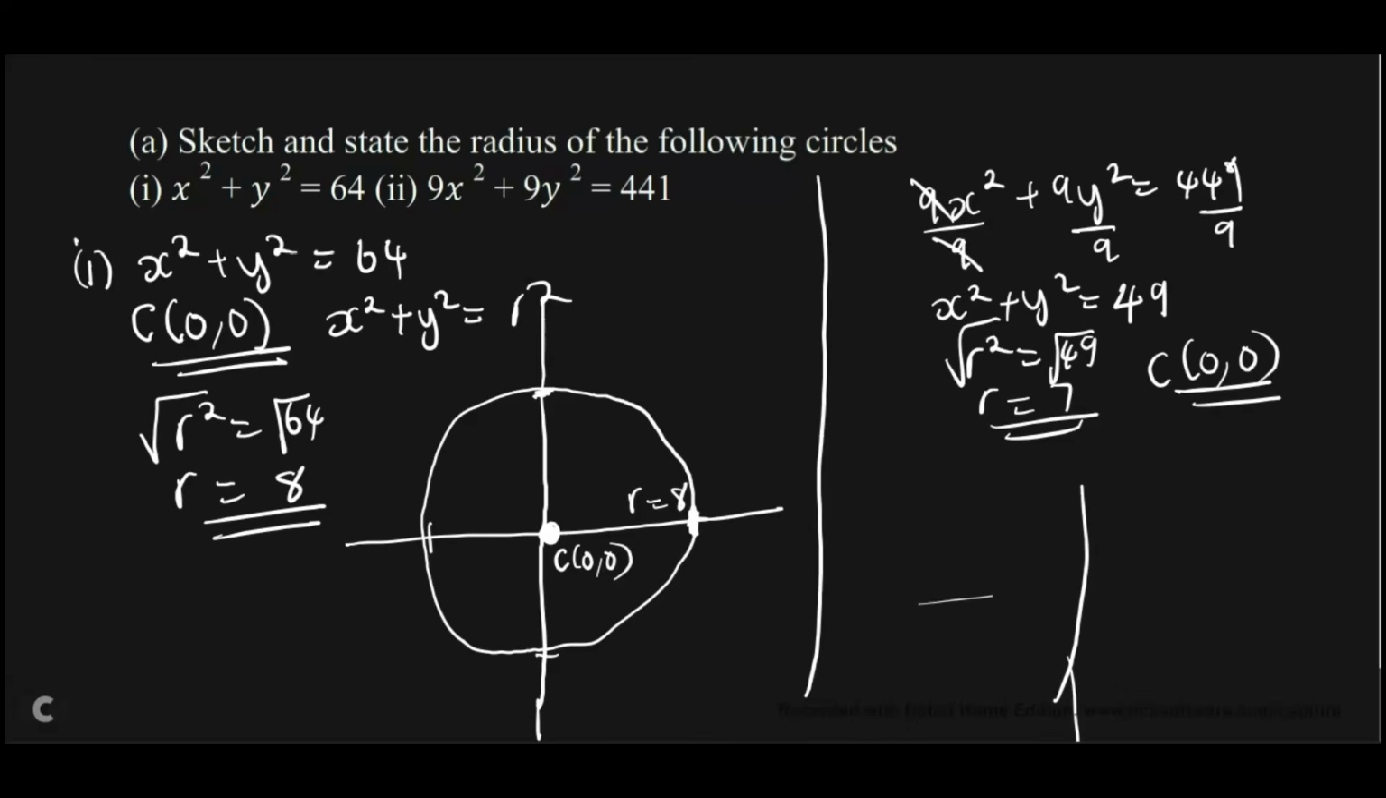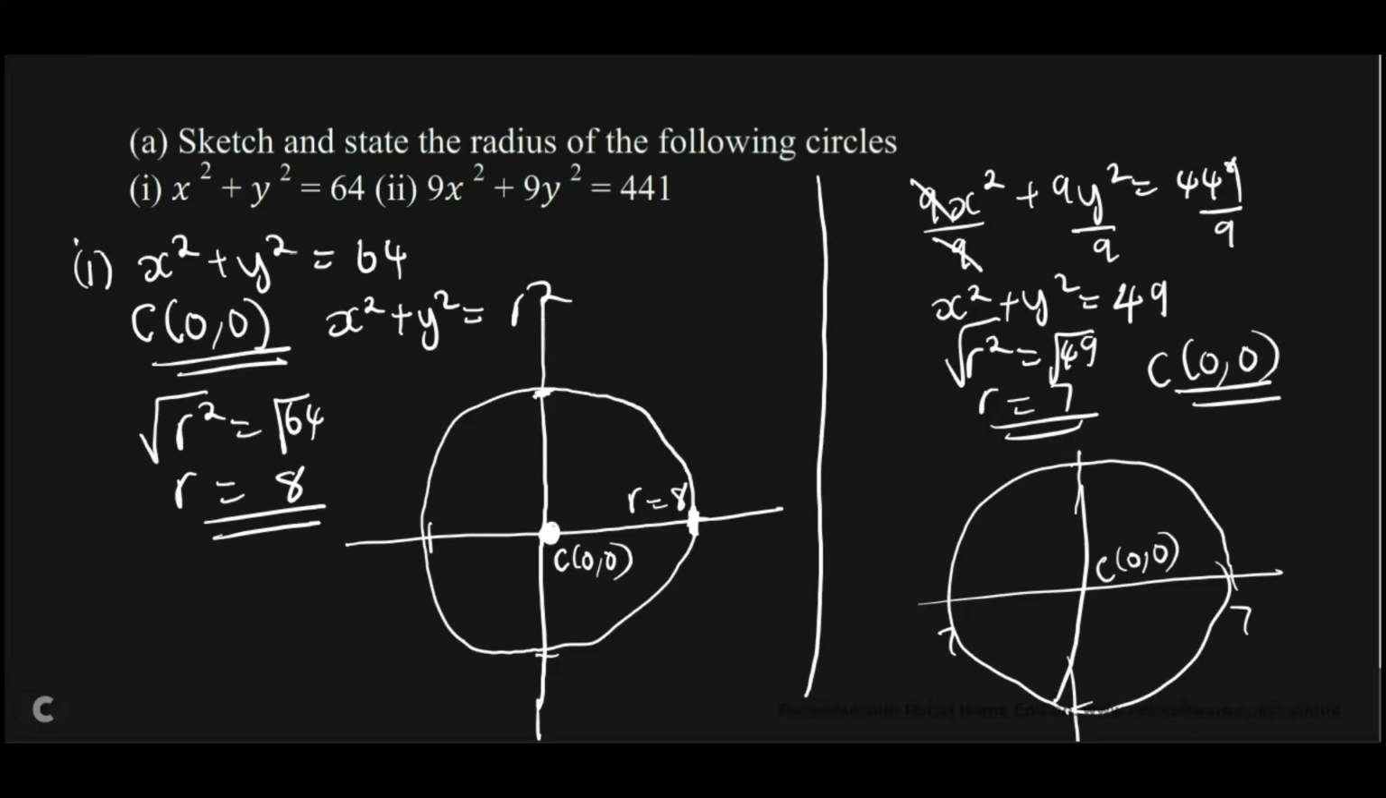You draw. Let's draw what is the center. It's 0, 0. So this is our center. Then, what's the radius in this situation? The radius is what? 7. So this is the radius, which is 7, like that. Now, you draw like that. So that's how you answer this simple question.